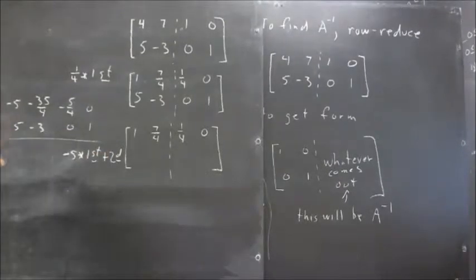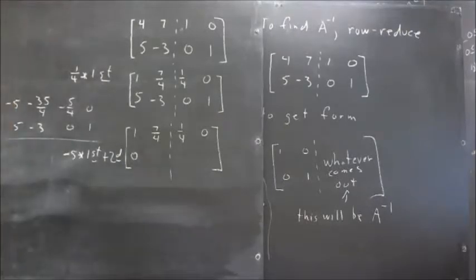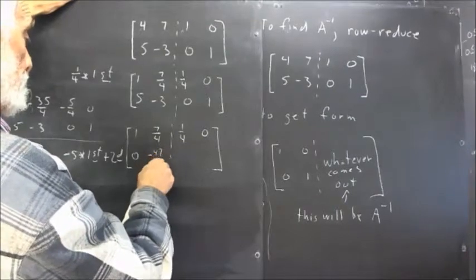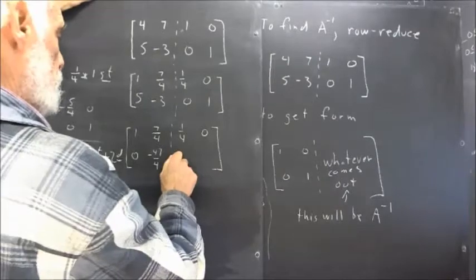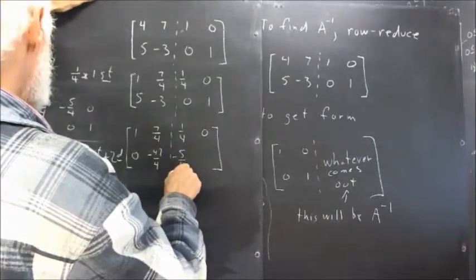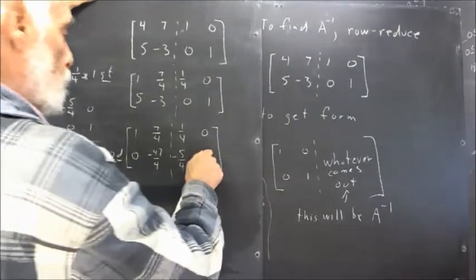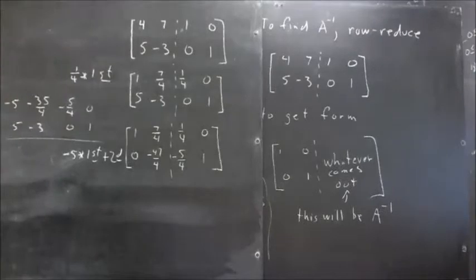Okay, we're going to add these. -5 and 5 is going to give us 0. -35/4 and -3. Well, -3 is -12/4. That's going to give us -47/4. -5/4 and 0, of course, is -5/4. And 0 and 1 is going to give us 1. We see our inverse matrix beginning to form over here.